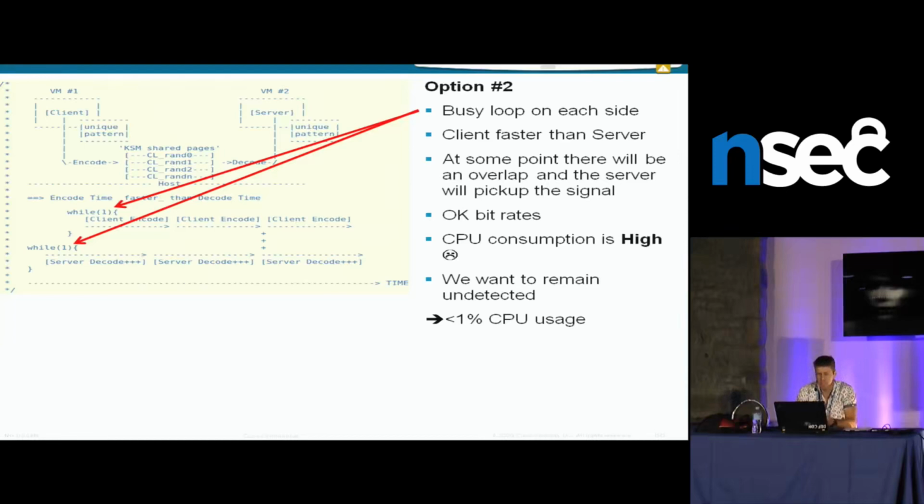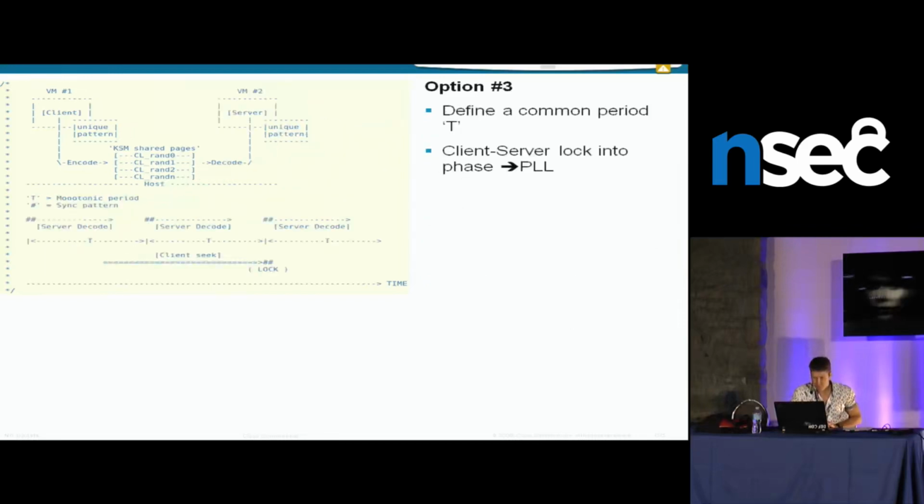I mean, anybody that monitors the system will detect that there is something wrong going on, right? So ideally, we would like to stay below 1% of CPU usage, but I'd say that 1% is still high. With the new technology I'm using, it's more like 0.1%. Okay, option number 3 is really the option that I'm using.